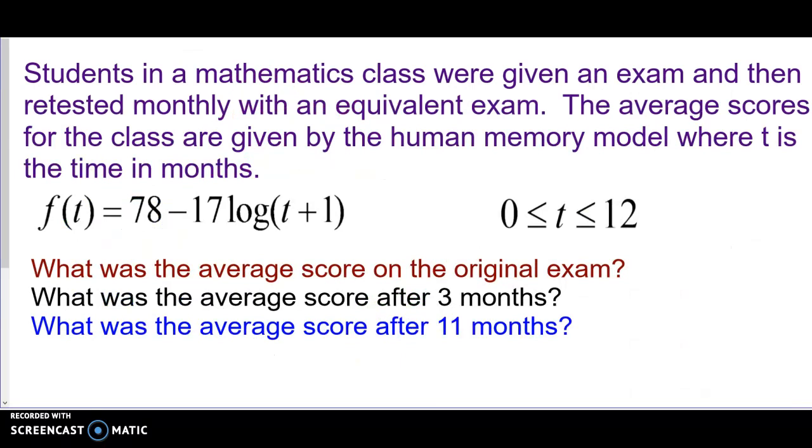Okay, so one last application for this set of notes. It says, students in a mathematics class were given an exam and then retested monthly with an equivalent exam. That would be a lot of work on the teacher's part. The average scores for the class are given by the human memory model, where t is the time in months, and t has to be between or equal to 0 and 12. So I ask you 3 questions. What's the average score? What's the average score after 3 months? And then what was the average score after 11 months? So go ahead and answer those questions, and then we'll see how you did.